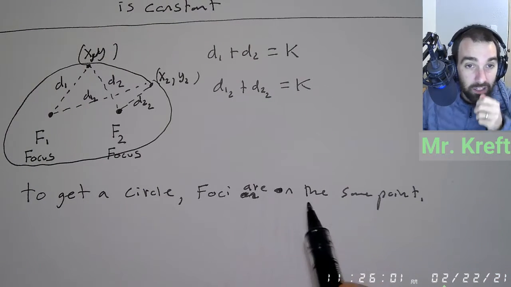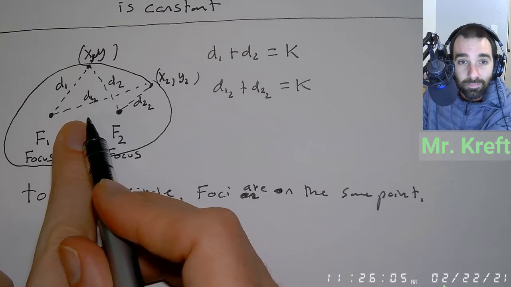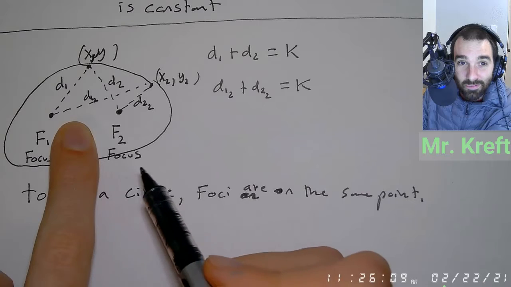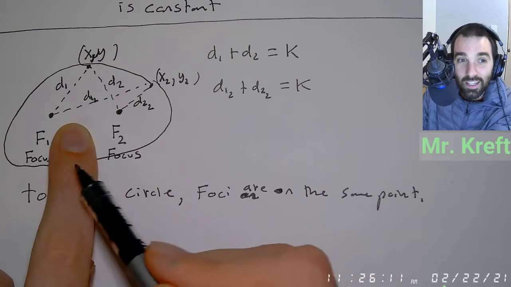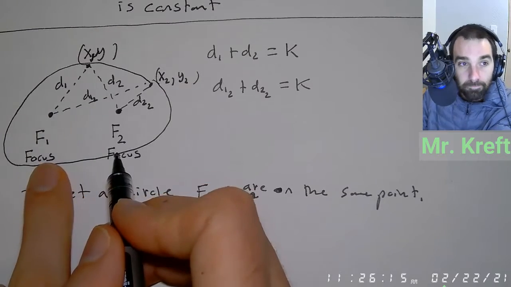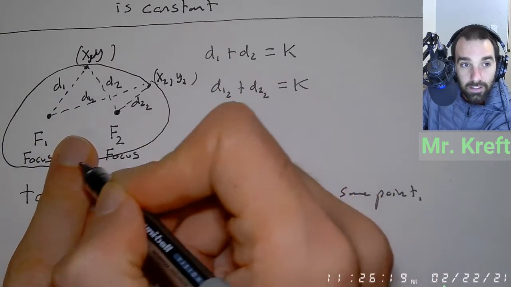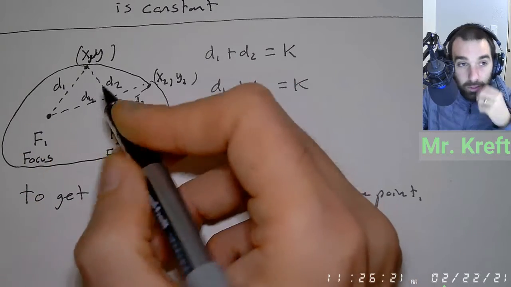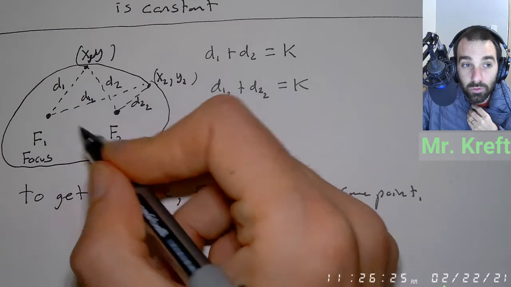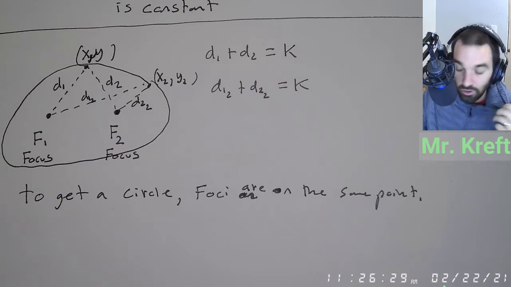Okay, so to get a circle, the foci are in the same point. So if focus 1 and focus 2 were in the same point, then the distance is always the same. It's the radius, right? Okay, so that's what an ellipse is. An ellipse has two foci. The sum of the distances from every point on the ellipse to focus 1 and focus 2 is going to be the same. Okay, so that's the definition.